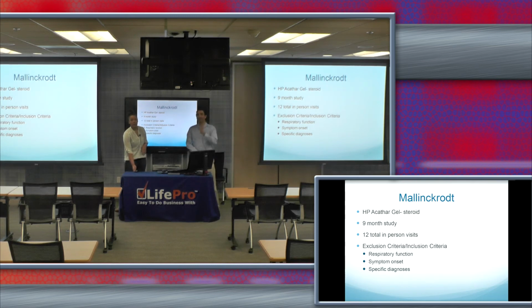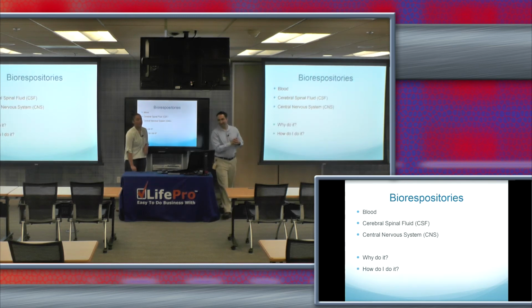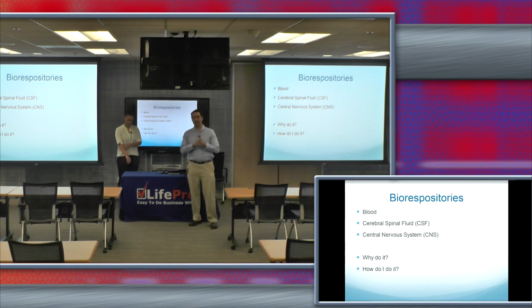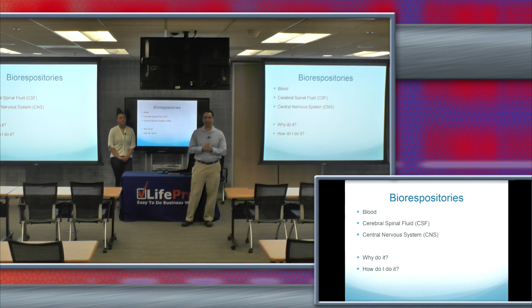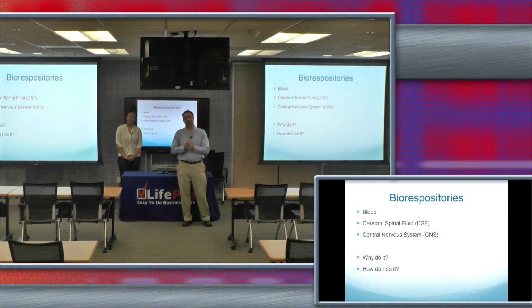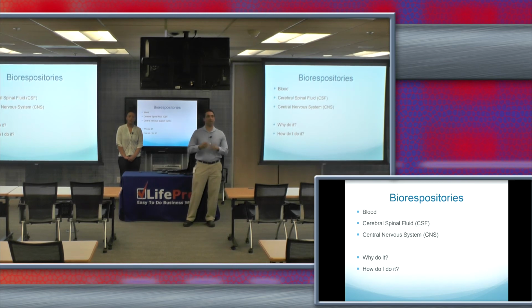So Gil's going to talk about the UCSD biorepositories. So the UCSD biorepositories, in addition to Dr. Ravitz actually providing clinical care at the ALS clinic in Hillcrest, he also has several biorepositories. So what is that? Biorepositories would be, as you can see here, blood, CSF, which is cerebral spinal fluid, CNS, and also another one called skin biopsies, essentially. So blood. What's the purpose for the biorepositories?